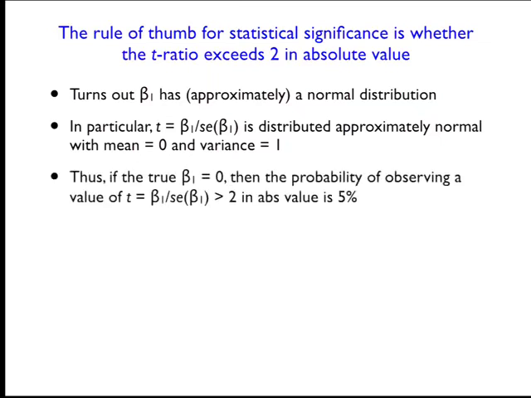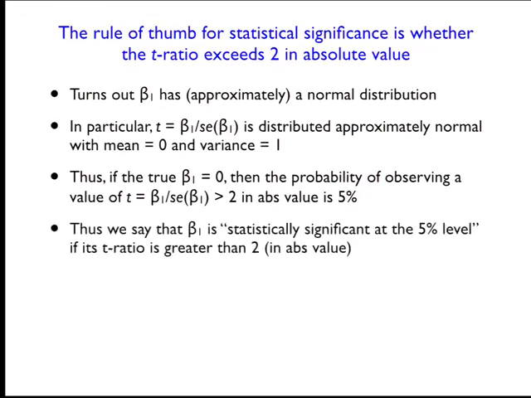And so if the true beta 1, the actual coefficient in the population, like if you had an arbitrarily large data set, the actual coefficient that you would estimate is equal to 0, then the probability of observing a t-statistic, that's the ratio of beta 1 divided by its standard error, that's greater than 2 in absolute value, turns out to be 5%. So basically we have this rule of thumb for statistical significance, where if the t-stat, the ratio of the coefficient to standard error, is greater than 2 or less than -2, then we say that the coefficient is statistically significant, and if it's in the range between -2 and 2, then we say that it's statistically insignificant.